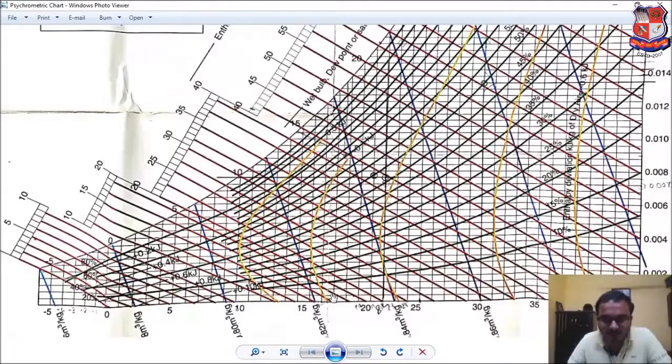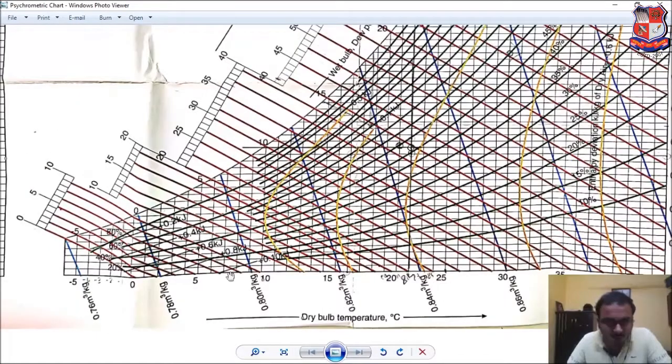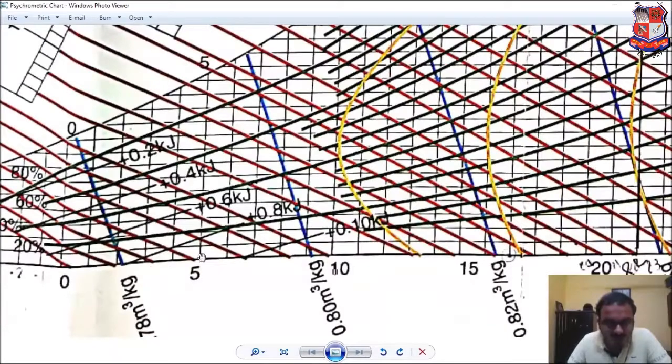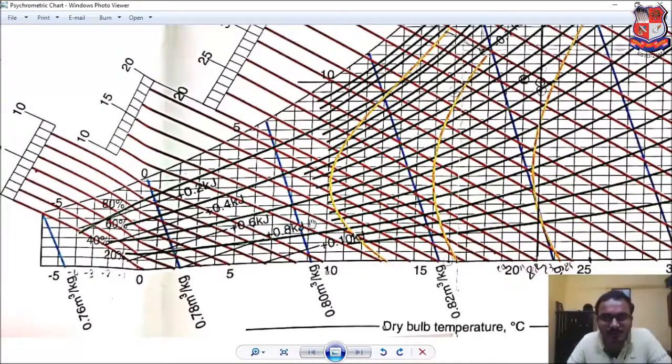Now regarding the constant dry bulb temperature lines. So all the vertical lines which you are observing here, all the lines are constant dry bulb temperature lines. So if we focus on this 5 number, then this entire line is a constant dry bulb temperature line at 5 degrees Celsius. Similarly for 6, 7, 8, 9 and 10. So all the vertical lines indicate the constant dry bulb temperature lines.